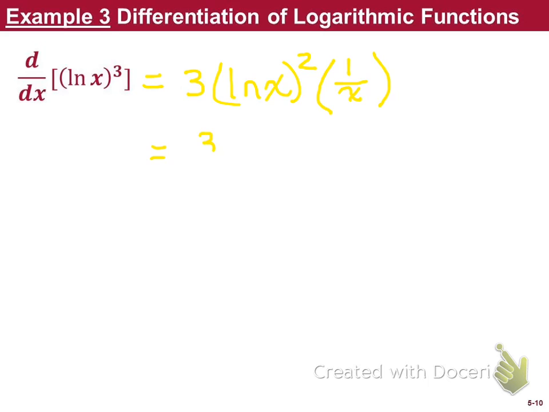So we would end up with 3 times the natural log of x squared all over x. Done.